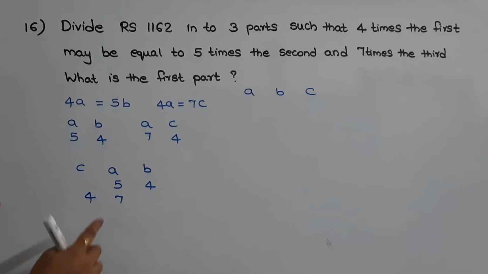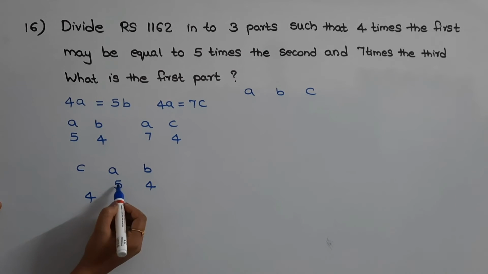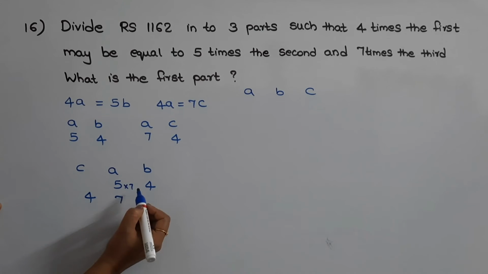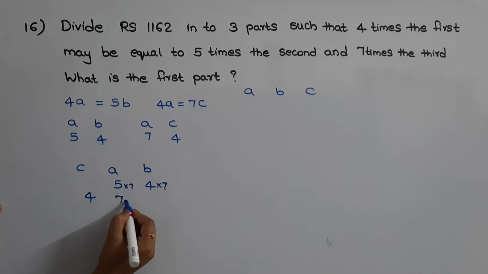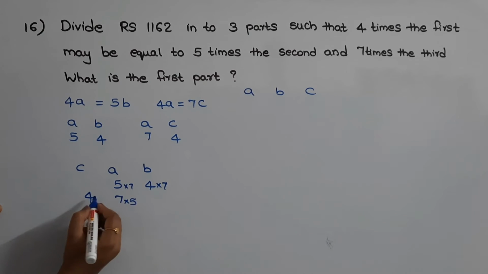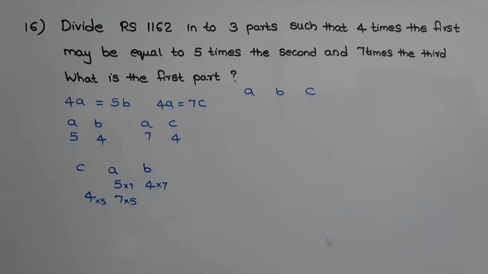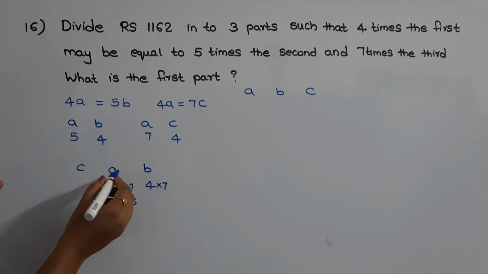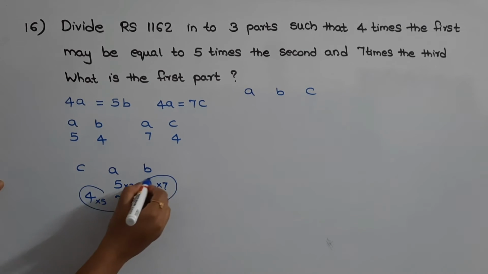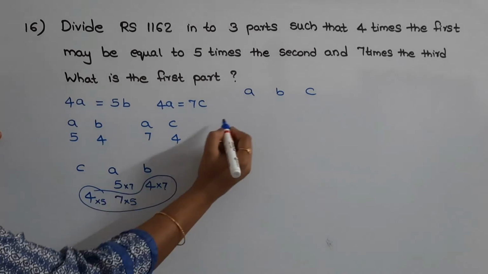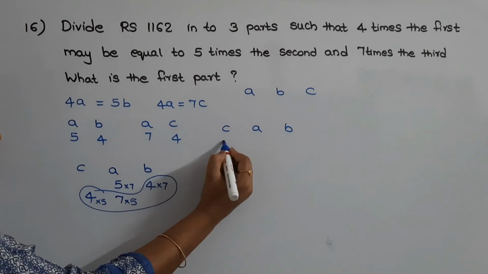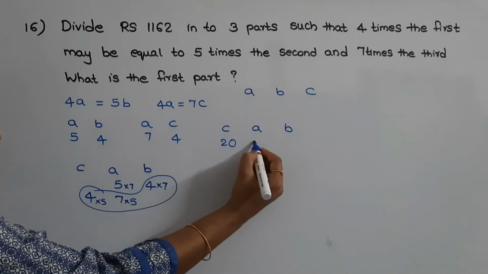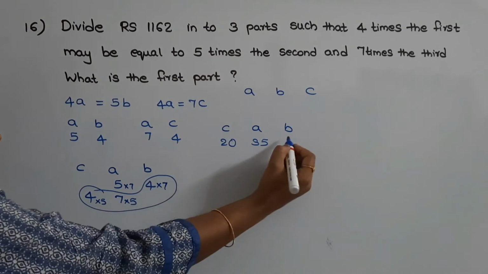Now we need to make the middle part the same. So we need to multiply this 5 by 7 and this 4 by 7. Then we need to multiply this 7 by 5, and when we multiply this 7 by 5, we need to multiply this 4 also by 5. So the ratio of C, A and B will be 4 into 5, that is 20, this is 35 and this is 28.